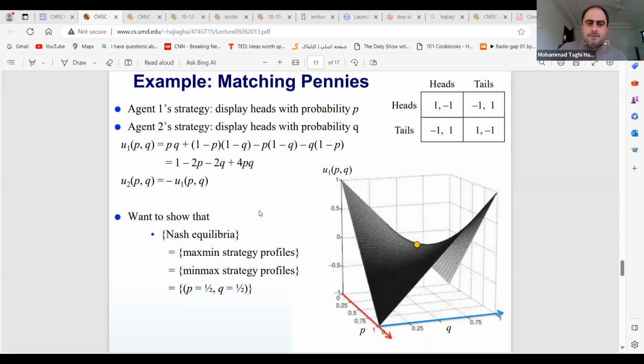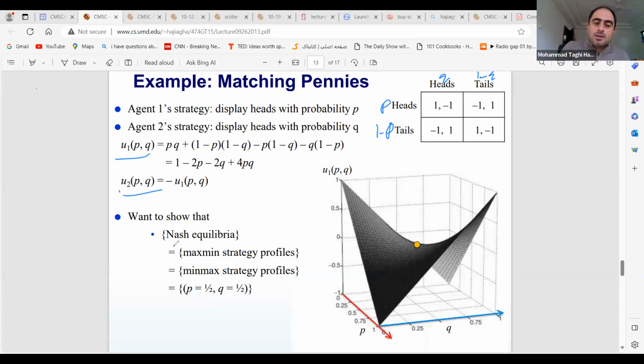Good. So let me just finish this one. This is one example that I wanted to mention, matching pennies. If you consider matching pennies, you can again define this one. Agent one's strategy is P heads, 1 minus P tails, and then Q heads and 1 minus Q tails for the second. You can write U1, U2 very similarly. You just compute the landing probability times the utility. And because this is a zero-sum game, the sum of the utilities would be zero.